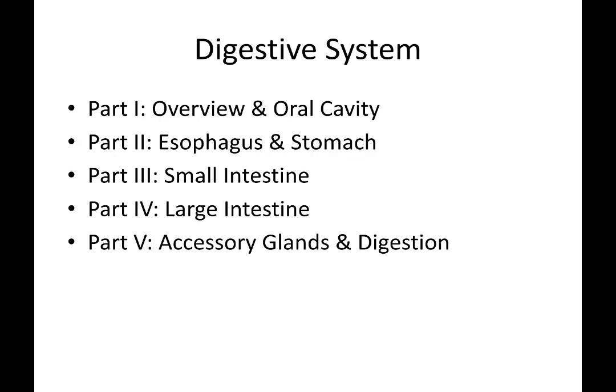So the plan for today is we're going to do part 1 and part 2. We'll get through just the basic overview of the GI system. We're going to look at just specifically the oral cavity. And from then on, we're going to follow the path of food from the mouth, then we'll do the esophagus, stomach.